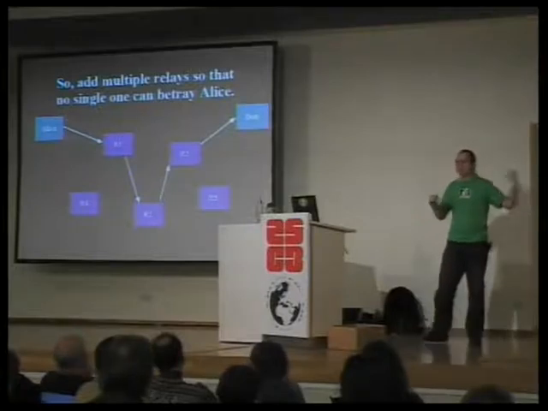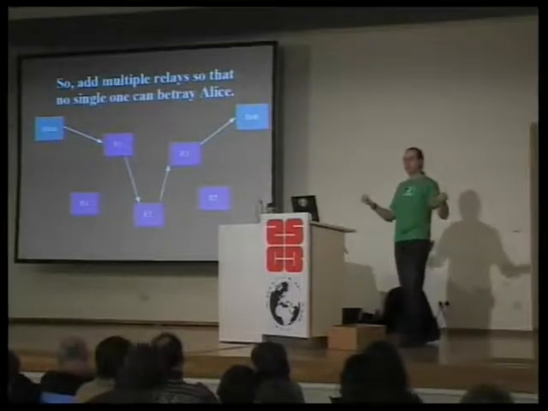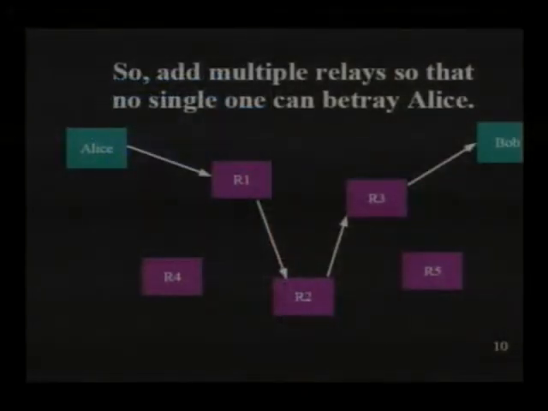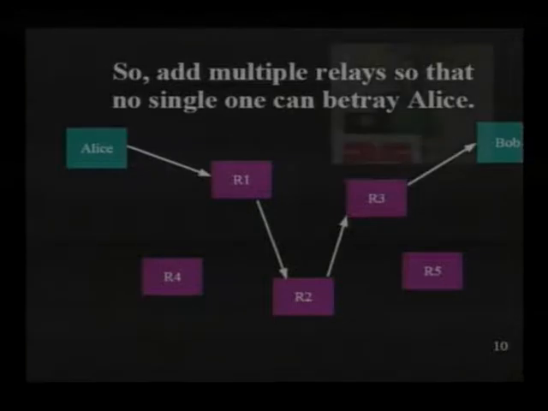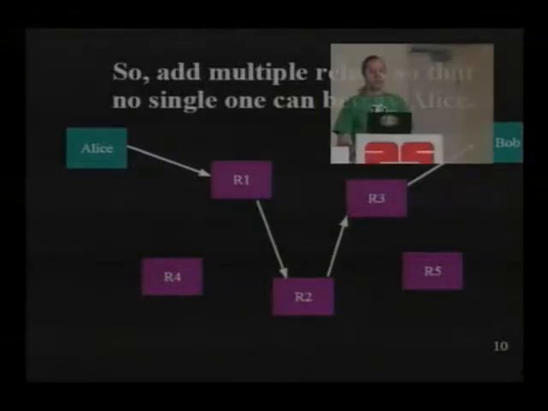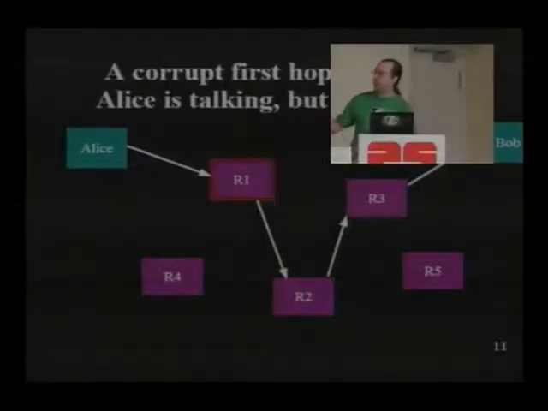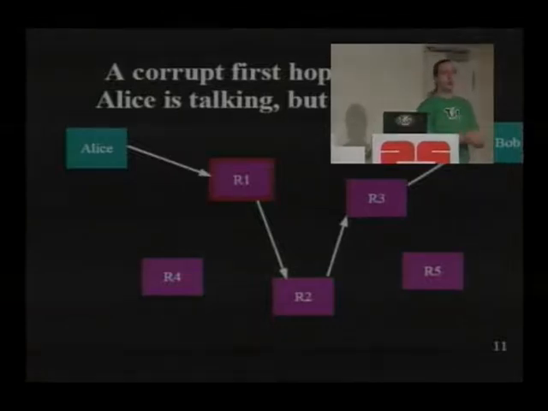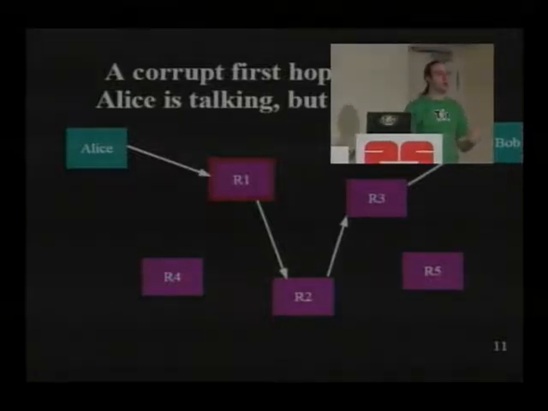We want to have multiple different places that need to collaborate, that need to collude in order to figure out which Alice is talking to which Bob. So the idea is Alice is going to pick 3 hops and then connect to some Bob. And if the first guy is bad, if R1 is trying to figure out who's talking to who, he knows that Alice is using Tor. He just doesn't know where Alice is going, what Alice is doing.